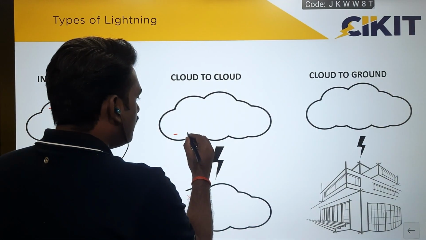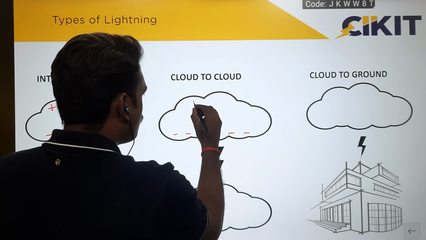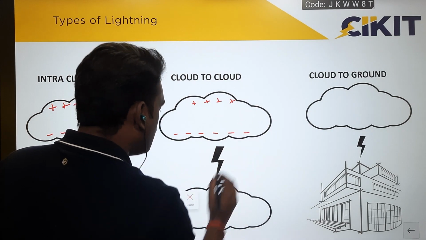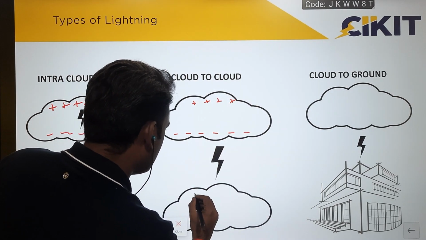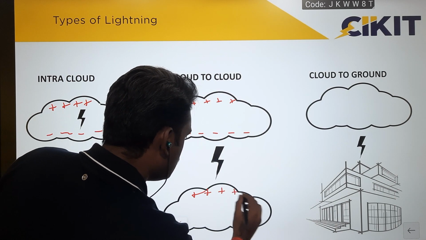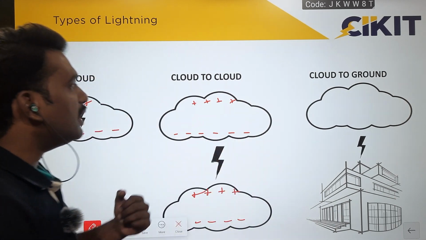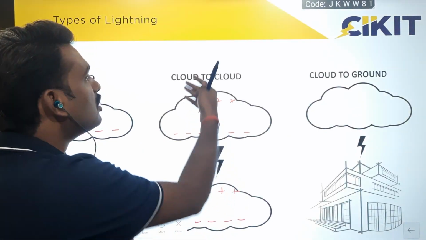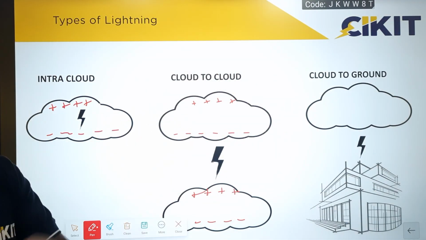In another case, if the lightning happens from one cloud to another cloud, then it is called cloud to cloud lightning or inter-cloud lightning.